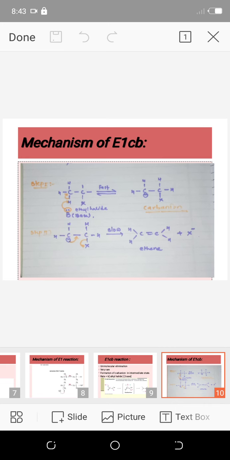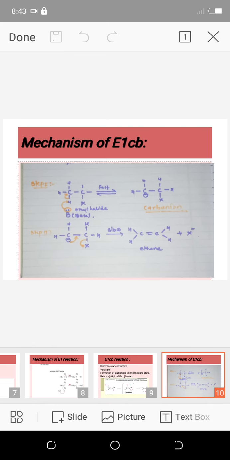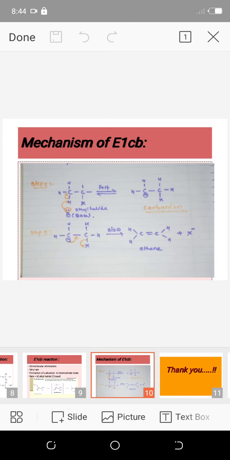The mechanism of this E1CB also involves two steps. In the first step, when the base attacks on this ethyl halide, this hydrogen will be removed with this base as BH positive, and this sigma bond will shift onto this carbon atom. Therefore this carbon acquires negative charge, means there is a formation of a carbanion in the first step. In the second step, the negative charge on the carbanion will transfer between these two carbon atoms, and this halogen, that is X, will be removed as X negative, and there is a formation of ethene in the second step. Thank you.